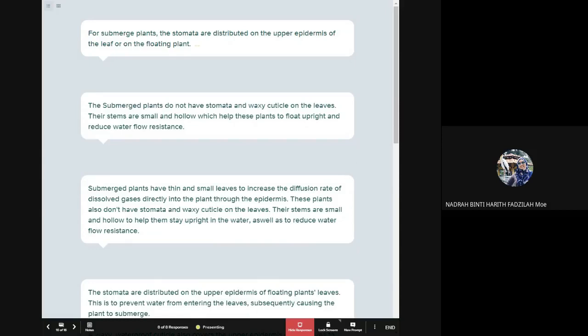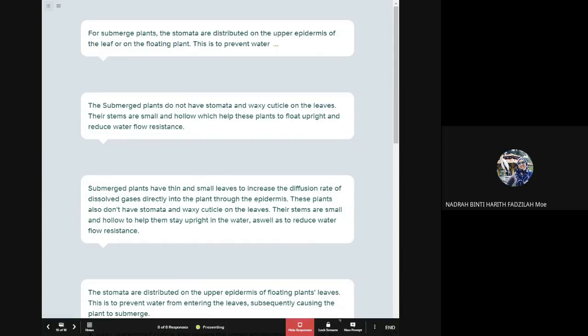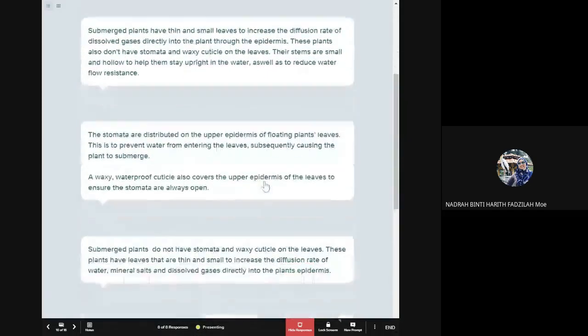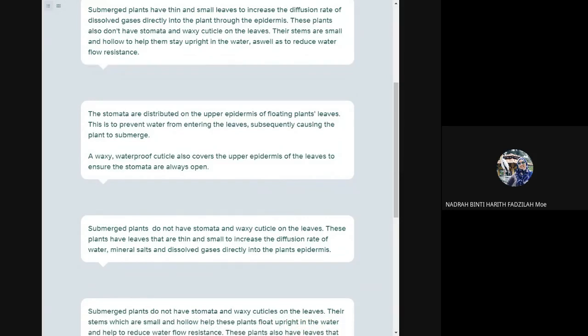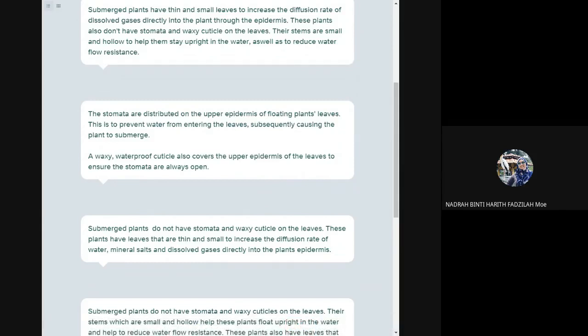Okay, number 1. Number 2, the leaves are thin and small to increase total surface area. Thin and small tu satu markah, total surface area tu lagi satu markah. Okay, the leaves are thin and small to increase total surface area for diffusion of water, mineral salts and gases. So dia cover semua. Okay, ada 3 point kat situ.